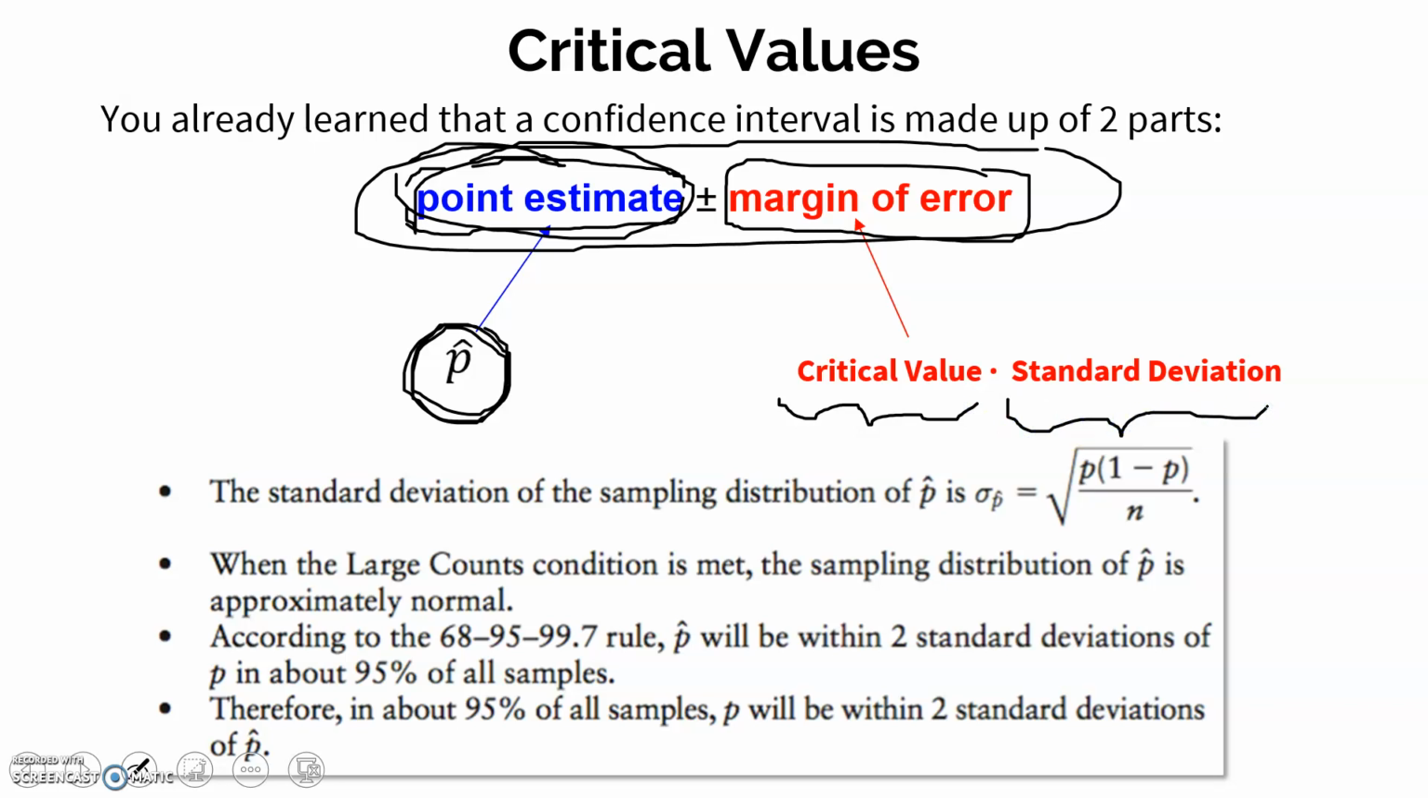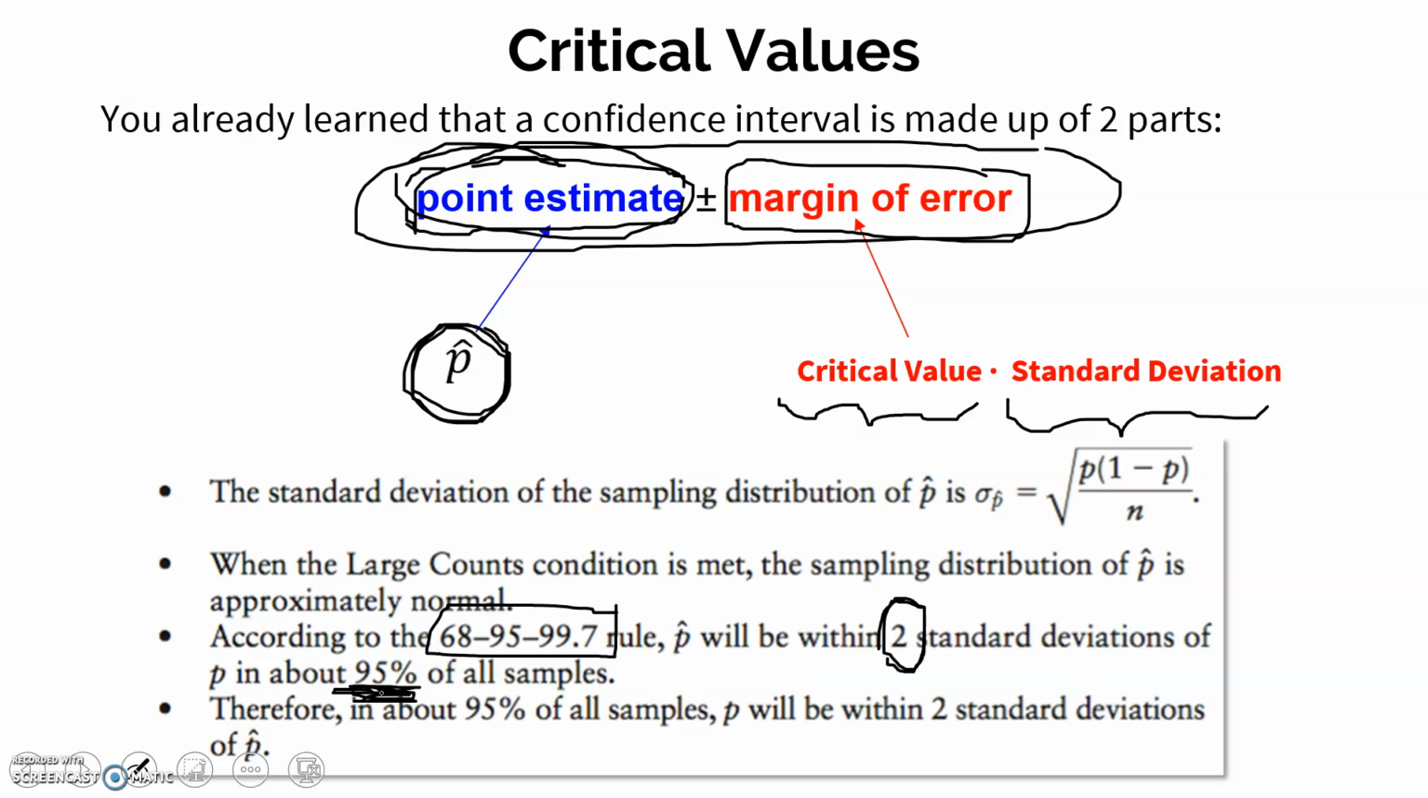Now, if you look down here, we've talked about something called the 68, 95, 99.7 rule. In summary, we would use a critical value of 2 for 95% of all samples, because in the 68, 95, 99.7 rule, 95% of all your observations are within 2 standard deviations of the mean.